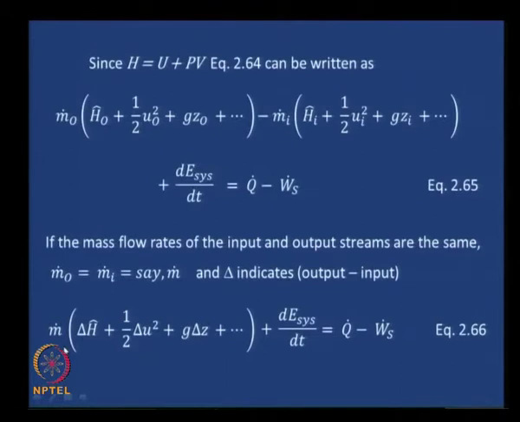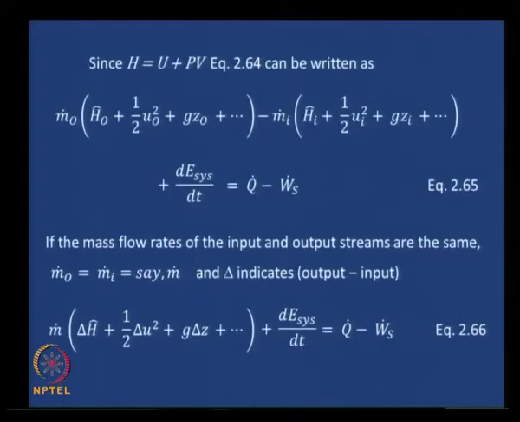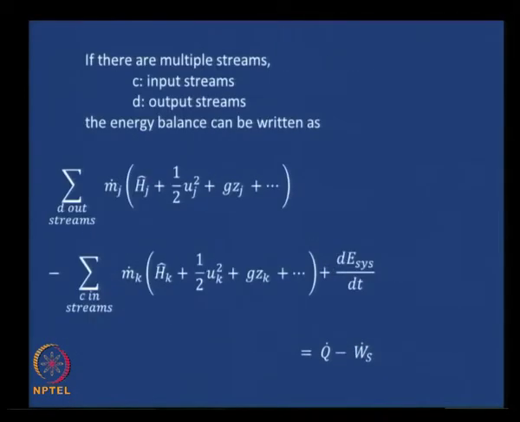Note that we considered only one input stream and one output stream for this particular system. Now, if we generalize things, we have it of the form that can be easily generalized. Generalization: if there are multiple streams, for example, if there are C input streams and D output streams, the energy balance is nothing but you sum over all the output streams and sum over all the input streams and subtract one from the other. Energy is a scalar, it can be subtracted.